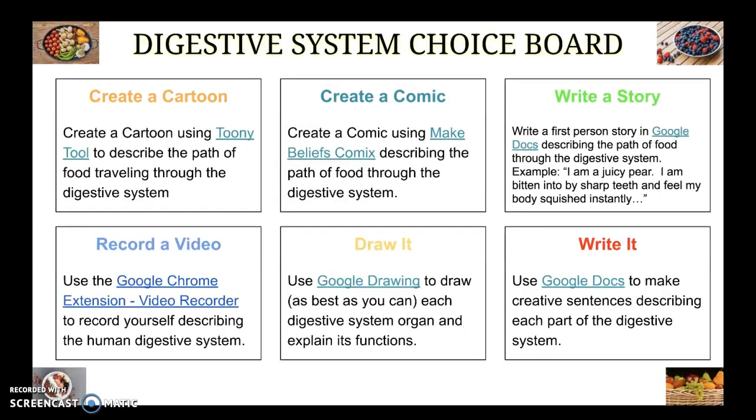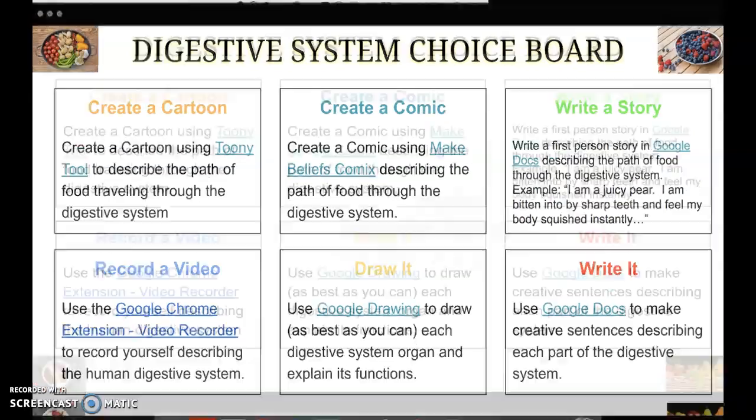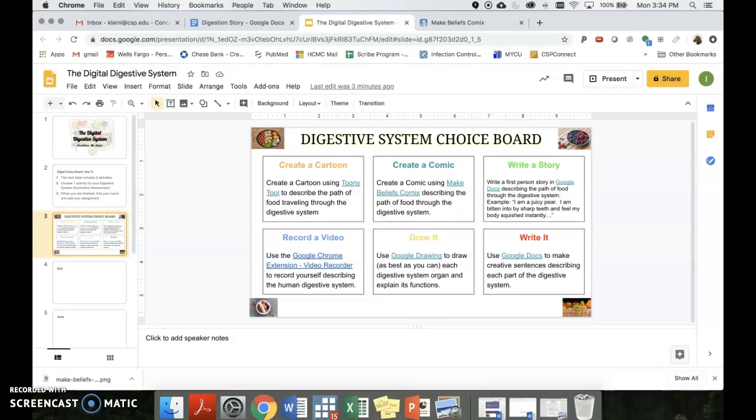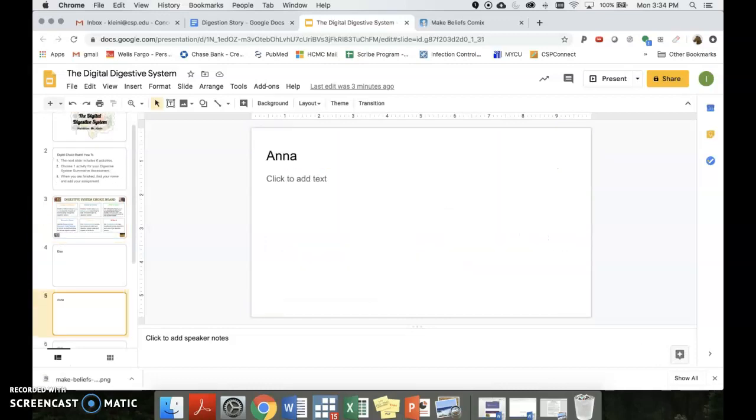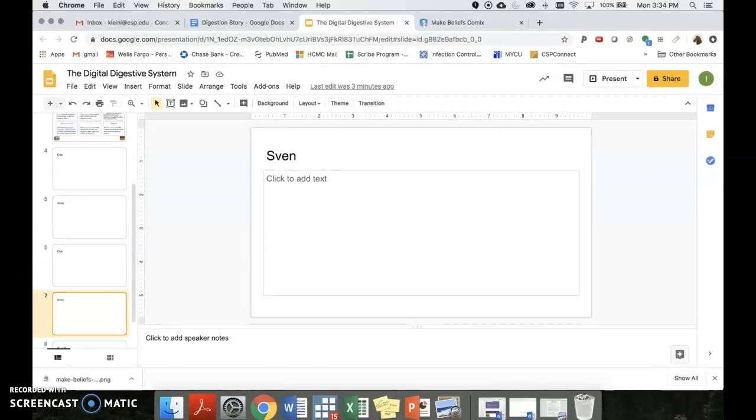Here are all of your choices. You can create a cartoon, a comic, write a story, record a video, draw something, or simply write about it. When you are finished, you're going to find your name in the slides below, so I'm going to minimize this. And as you can see, as I scroll down, all the names from the class are down below. Once you have found your name, you can add it.